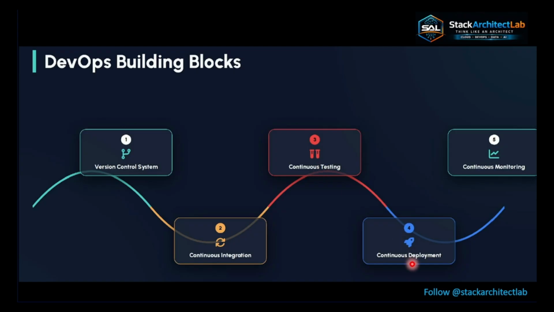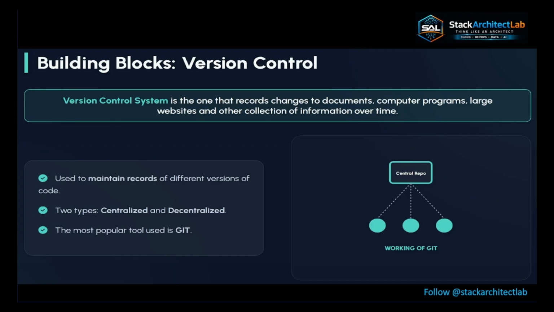And then you see we are talking about continuous deployment, and there can also be something called continuous delivery, which we will see in our upcoming part. Finally, we have continuous monitoring, which is very important for the feedback loop. So now let's start understanding each of these in detail. First, as you see here, is version control.